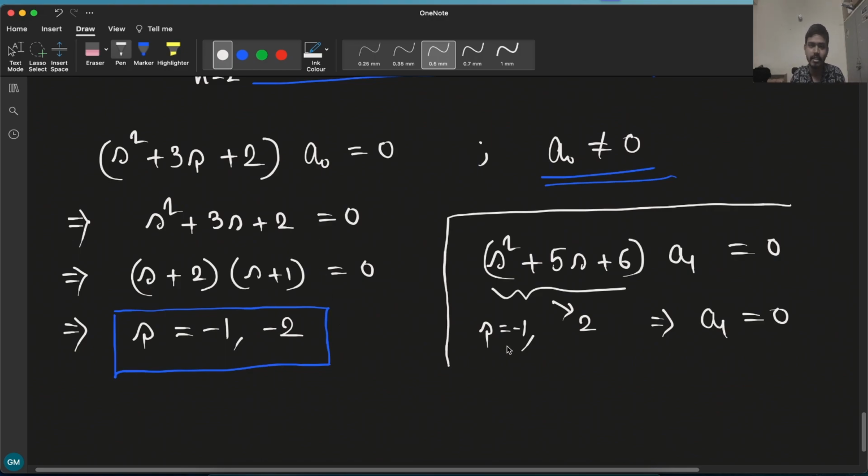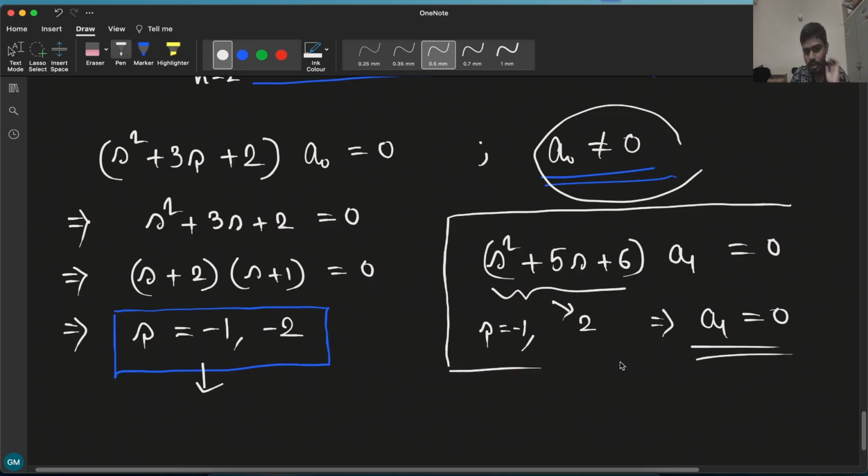So it basically says that if s is taking these two values, and that is because we have assumed that a0 is not equal to 0, then in that case a1 must be 0. So if a0 is not equal to 0, s will be taking minus 1 and minus 2, and a1 will be equal to 0. You can do it in a different way; you can try it yourself, take it as homework.